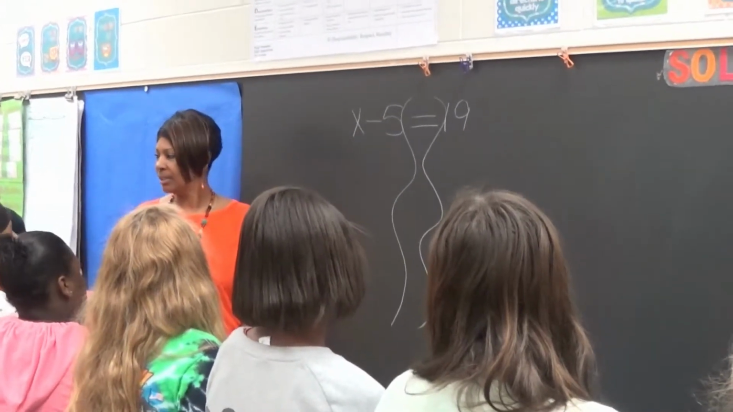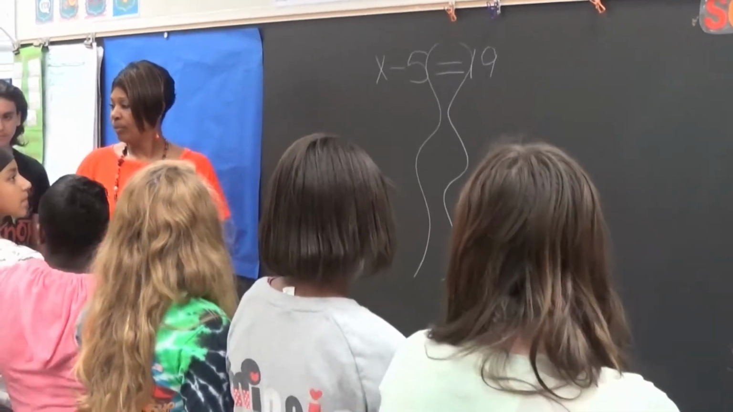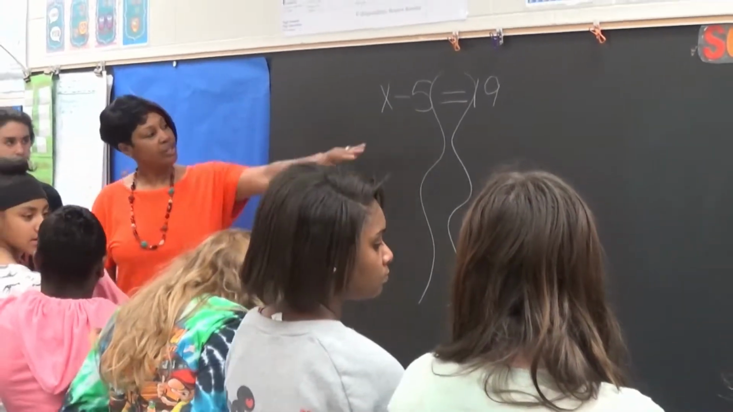How do we get this by itself? An equal sign. And what is 15 divided by 3? 5.